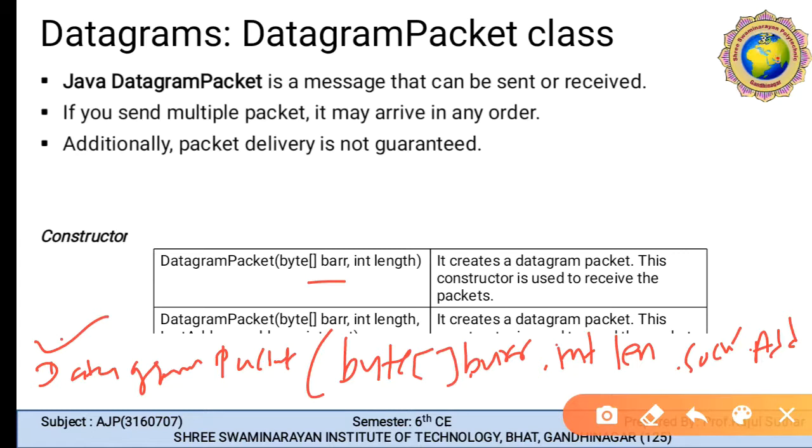It creates the datagram for receiving a packet of length and specified offset into the buffer. And if we are using the datagram packet object for sending the packet of a length with offset to a specified port number, then here the specified port number is used.